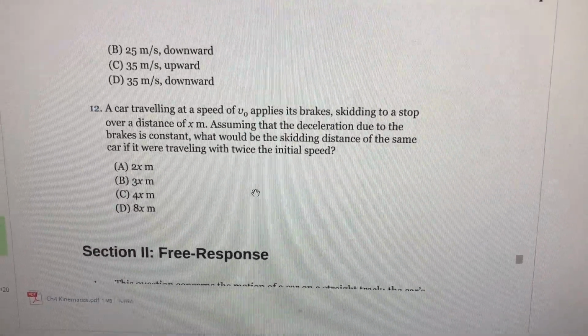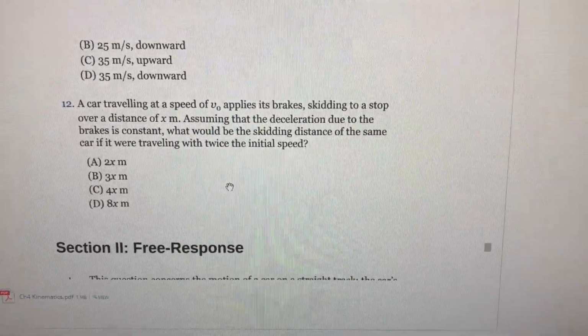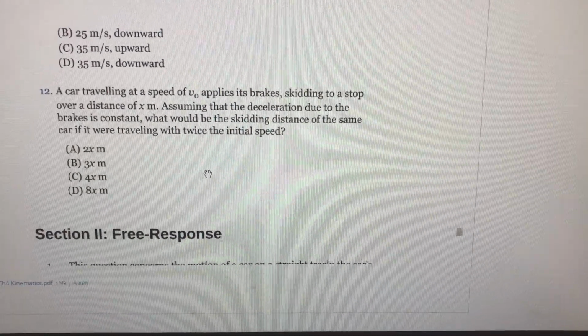So it's important to know, if you're driving twice as fast, it will take you 4 times as long to stop as if you were going half that fast.